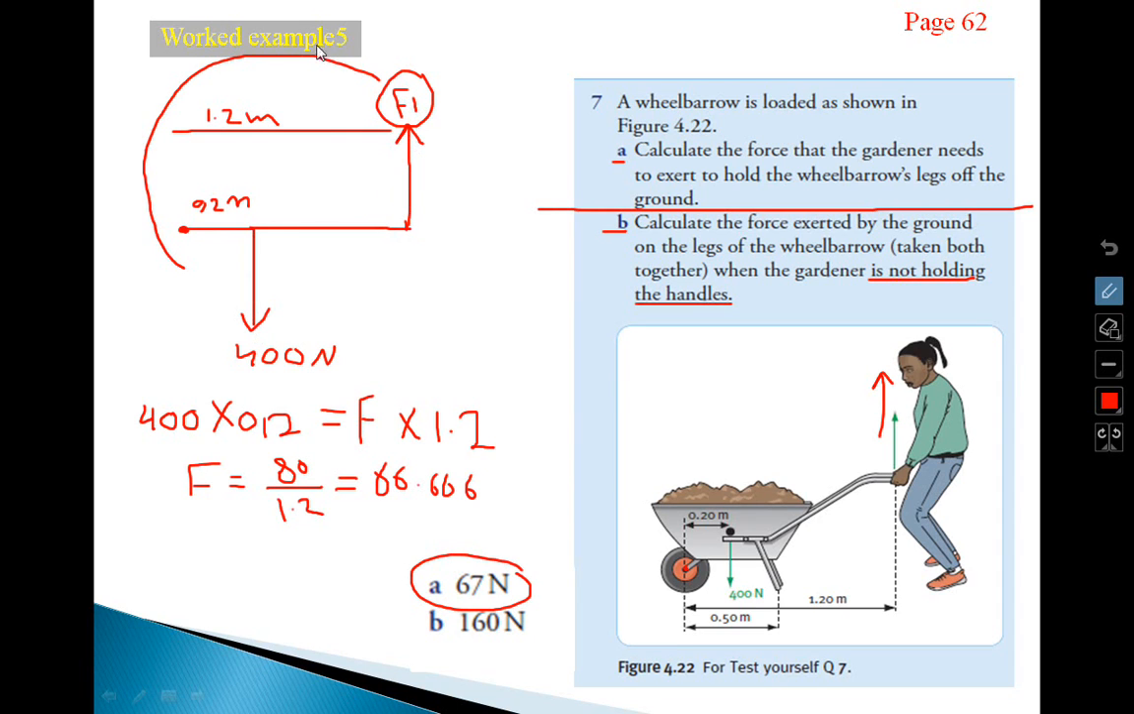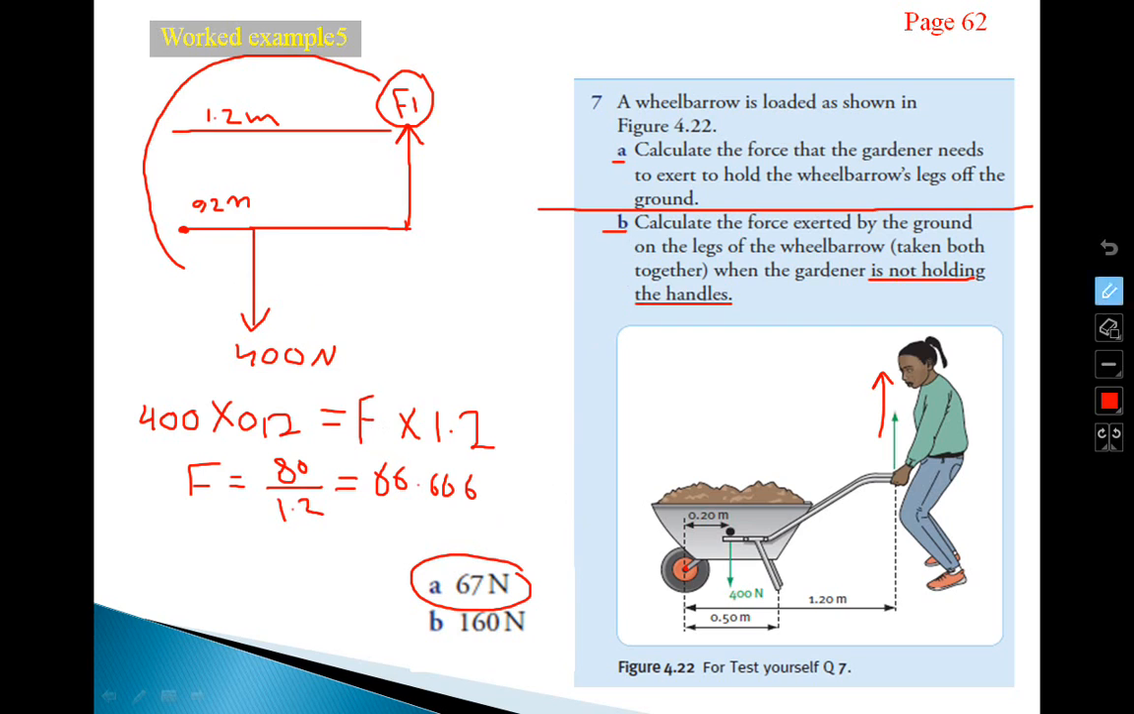So first one, we have two forces, 400 Newton down, and if there is a force here up, which is anti-clockwise, this one is clockwise with distance 0.2 meter, this one with distance of 1.2 meter. We just apply the formula that anti-clockwise equals clockwise, and then we will find the force F.